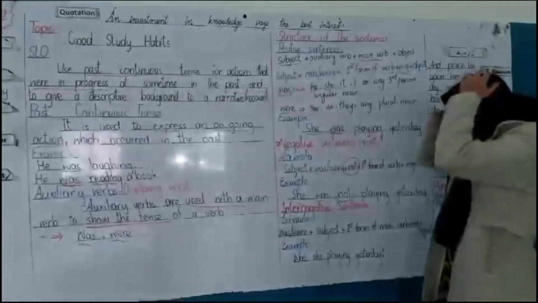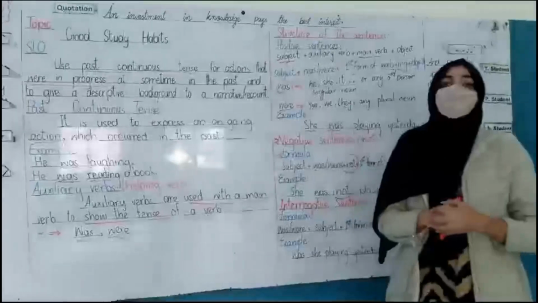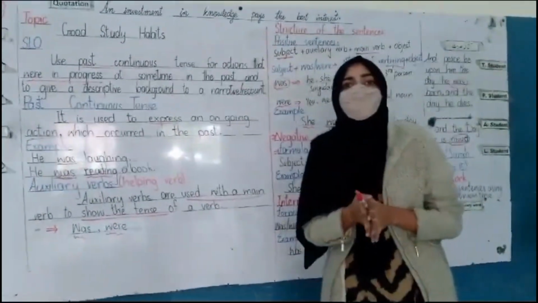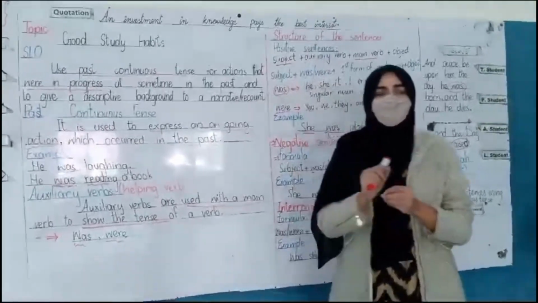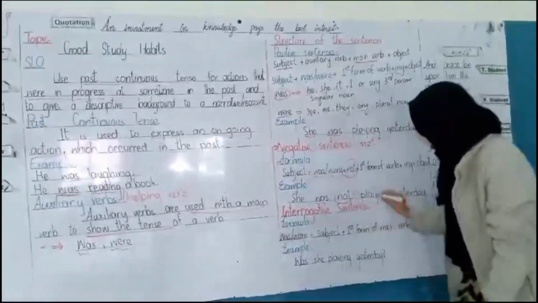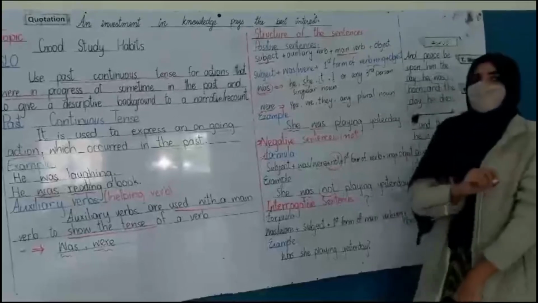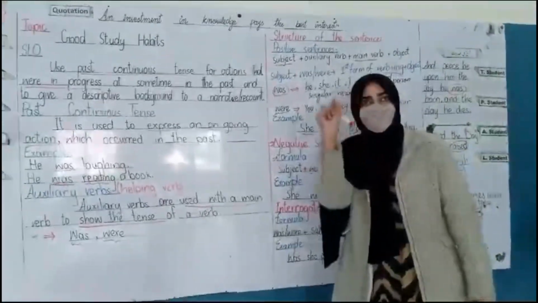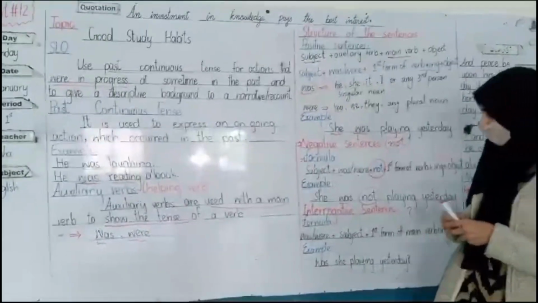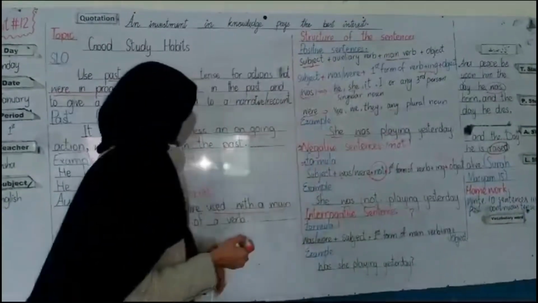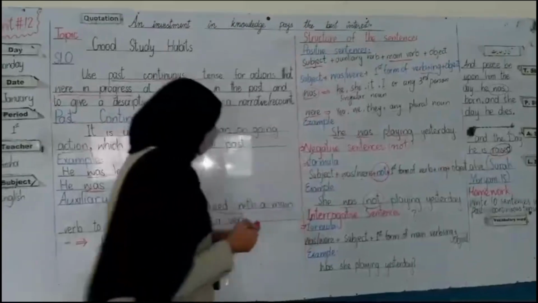Next is interrogative sentences. Usually these sentences end in a question mark. We have to put a question mark at the end of every question in interrogative sentences. Let's see its formula. How to write interrogative sentences.